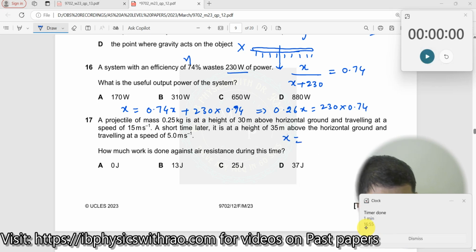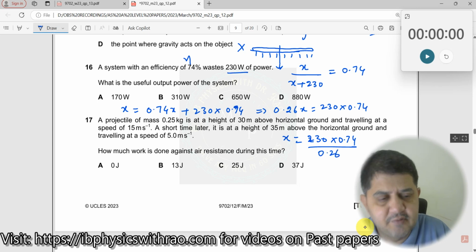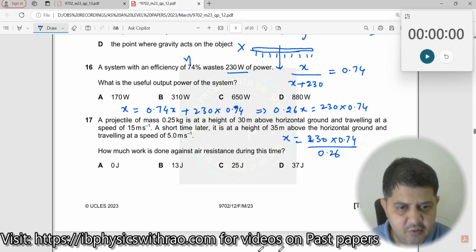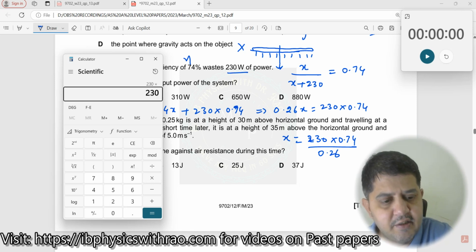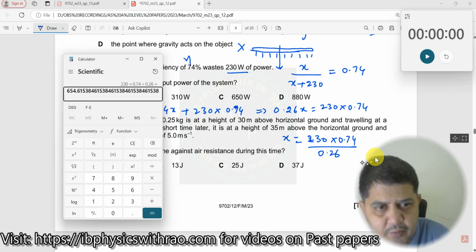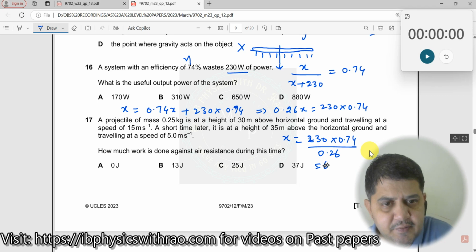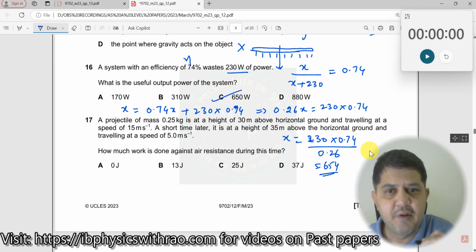So X should be 230 multiplied by 0.74 divided by 0.26. Let us calculate that value. That gives you the value of X. 230 times 0.74 divided by 0.26. I get the answer 654. So any answer closer to 654? 650 watts. C is the answer.